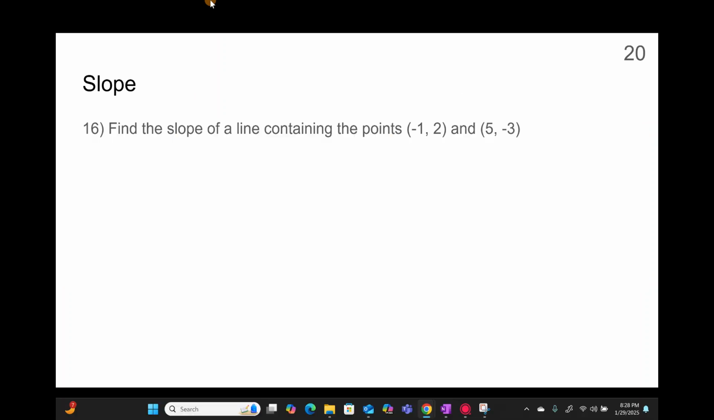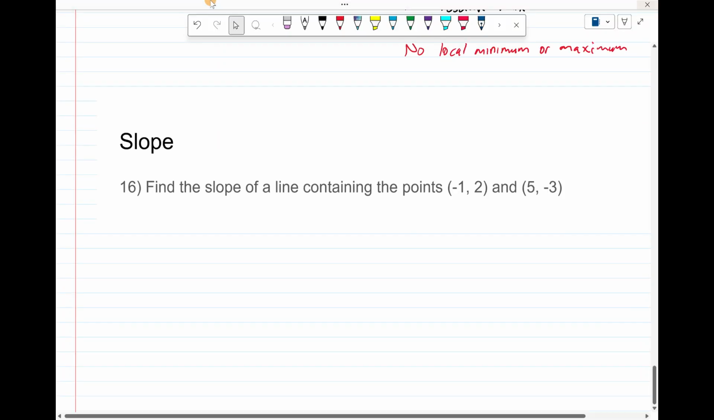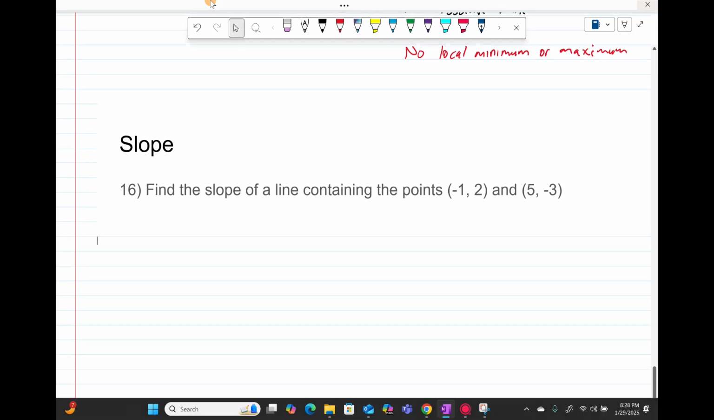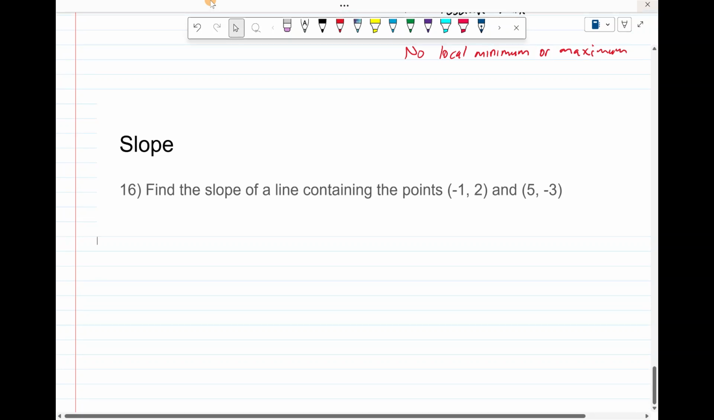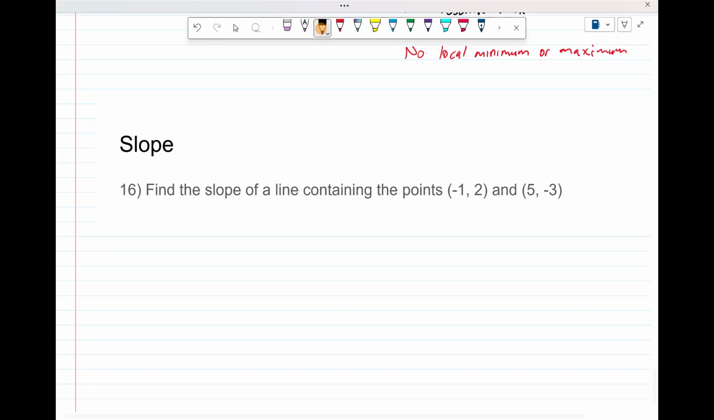So let's do this problem and let's find our slope. Quick reminder, to find the slope of a line that contains 2 points, we use a formula: m equals y2 minus y1 divided by x2 minus x1.